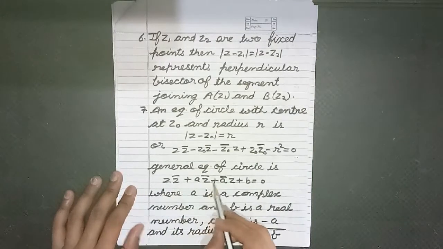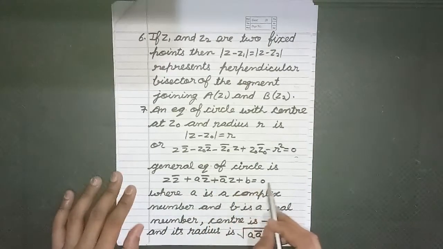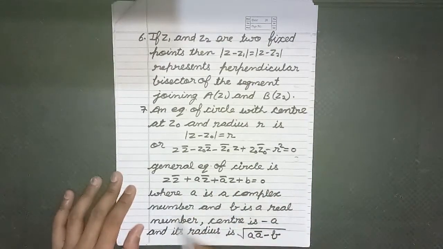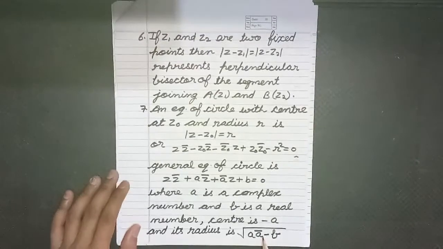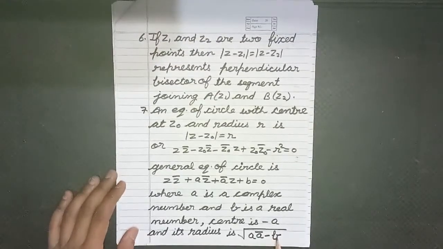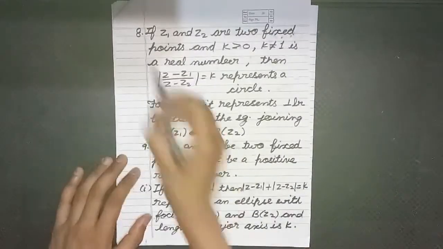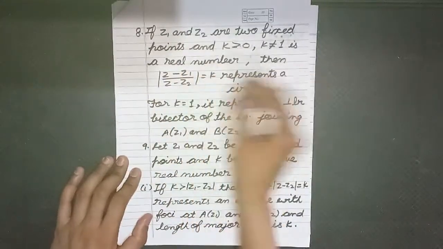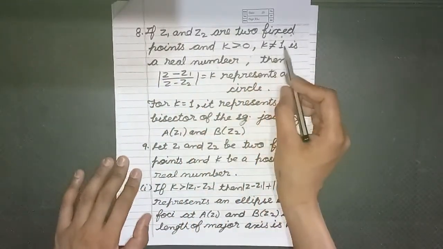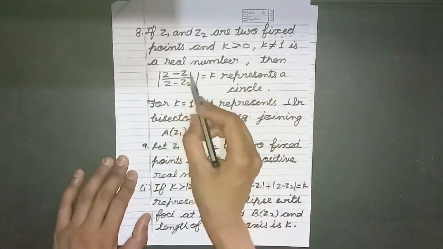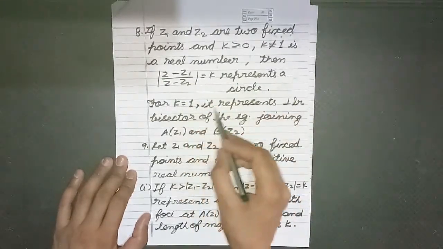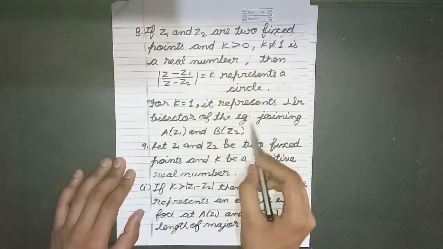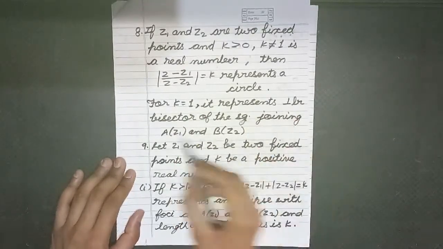The general equation of a circle is z z conjugate plus a z conjugate plus a conjugate z plus b equal to 0, where a is a complex number and b is a real number. The center is minus a and its radius is under root of a a conjugate minus b. Eighth, if z1 and z2 are two fixed points and k greater than 0, k not equal to 1 is a real number, then modulus of (z minus z1) by (z minus z2) equal to k represents a circle. For k equal to 1, it represents the perpendicular bisector of the segment joining A(z1) and B(z2).